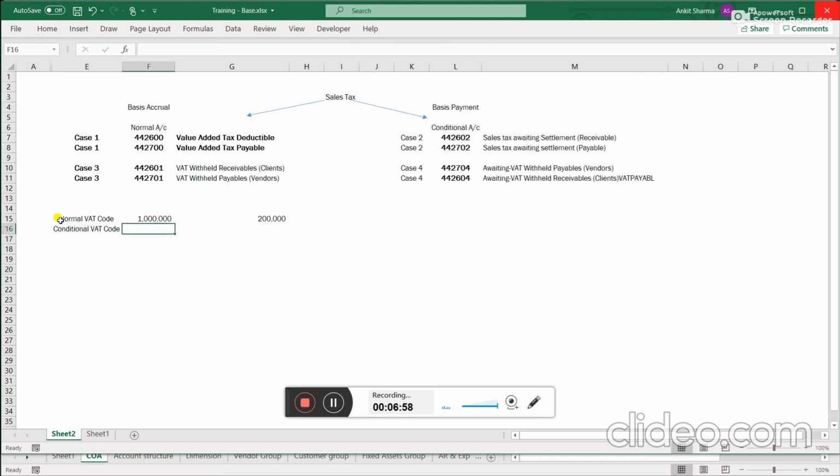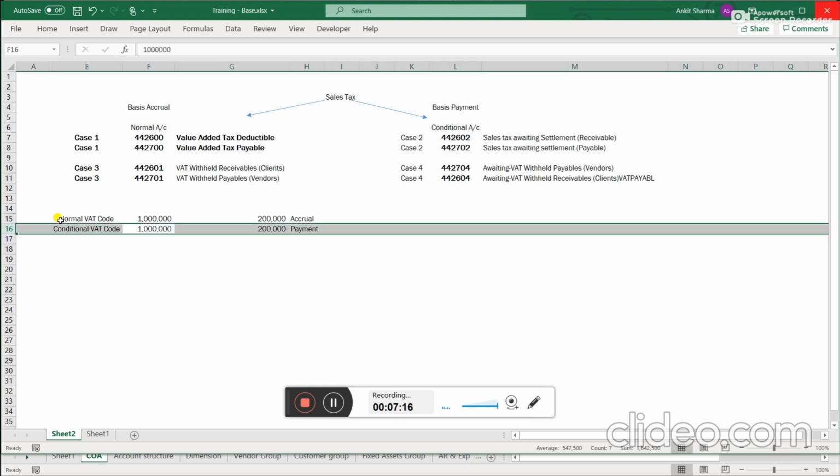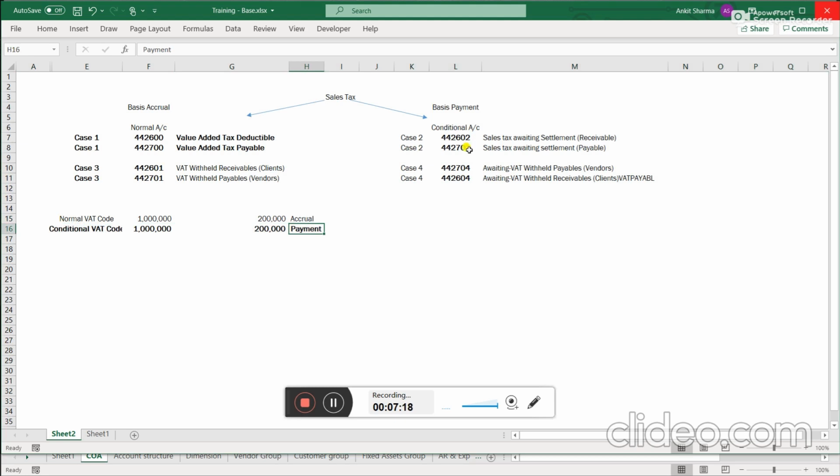Okay, so in this case this 20,000 will be available for credit, or the amount will be used in settling the liability only when it is paid. So this is on accrual and this is on payment. When you book an invoice for conditional VAT, it will transfer the amount into this conditional account, and when this is paid, the system will automatically generate an entry, transfer the balance from this account and transfer it to the normal account.